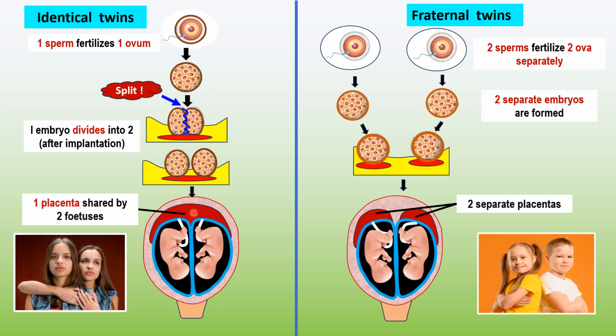So 70% of identical twins end up sharing a single placenta, okay? But can there be such a case where the identical twins have two separate placentas? It can happen, although it's not so common. It can happen if the embryo splits here before implantation occurs. Okay, if the embryo splits before implantation, then the two embryos will move to and implant in different parts of the endometrium, so they will have their own placenta.